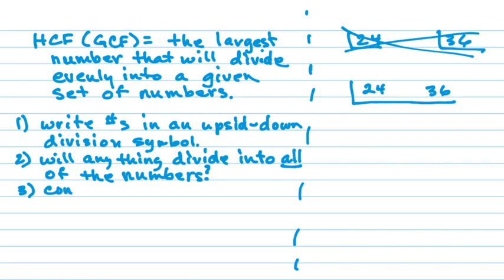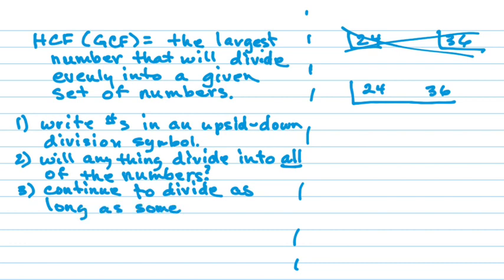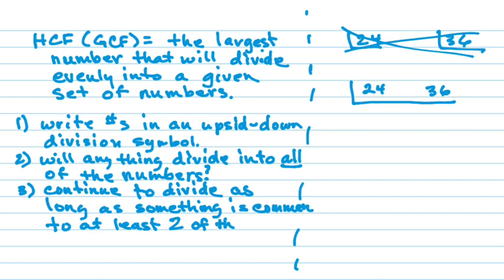Then you're simply going to continue to divide as long as something is common to at least 2 of the numbers. Pause for a moment. Once you've done all your division, you just stop, so we're not going to take this all the way to 1 like we were doing when we did prime factors. You stop dividing when something stops dividing into both of them. I don't care what the numbers are on the bottom. It doesn't matter.